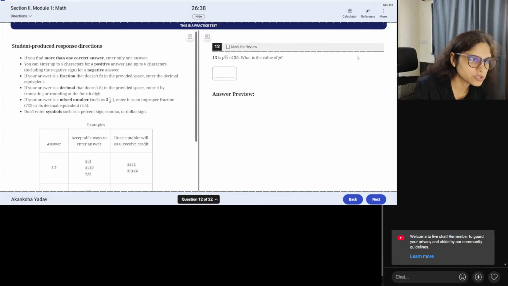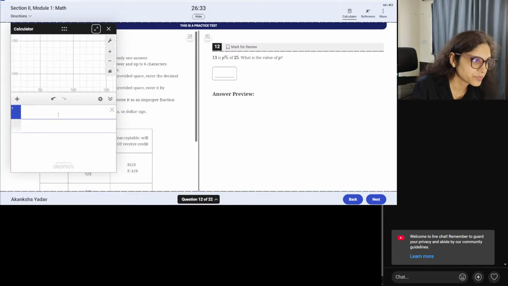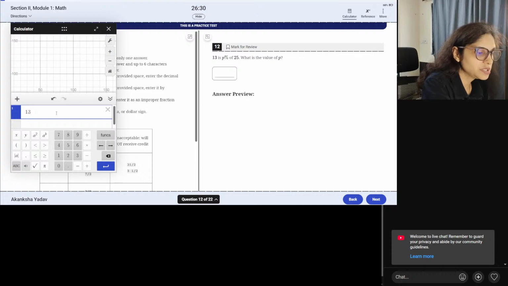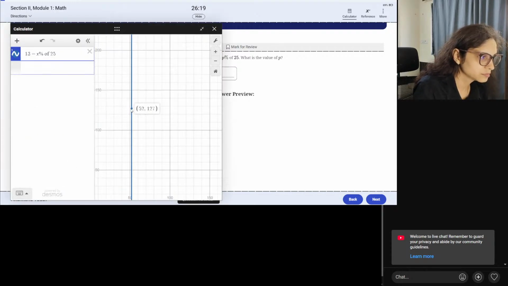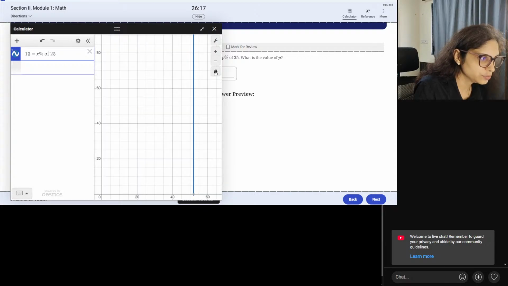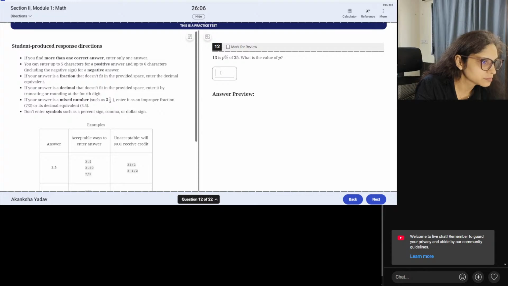13 is p% of 25. What is the value of p? Right, exactly like this in Desmos. 13 is means equal to, instead of p, we'll be writing x percent of 25. X is 52. 52. Okay, you can take any point, but you have to take the x value because we've taken the variable x. So 13 is 52% of 25.